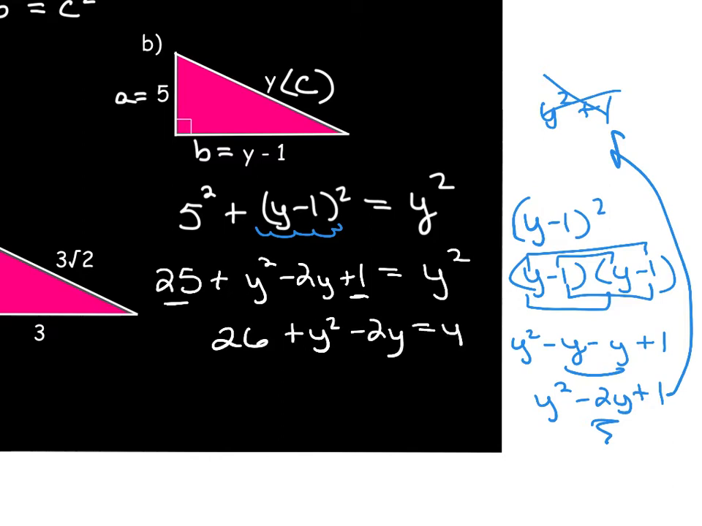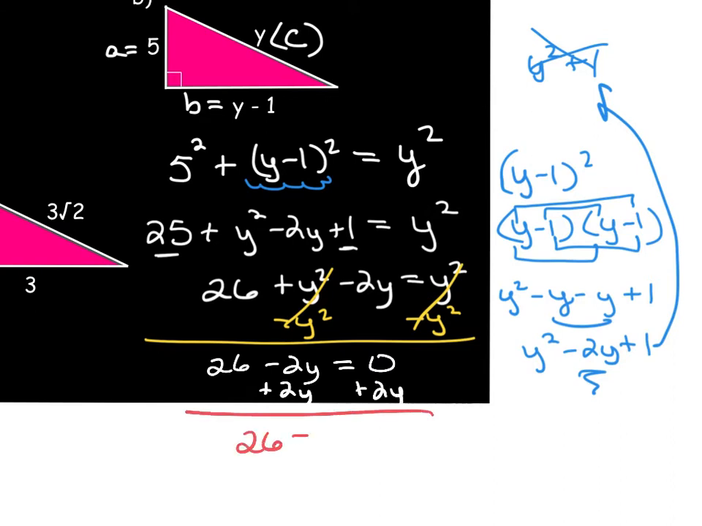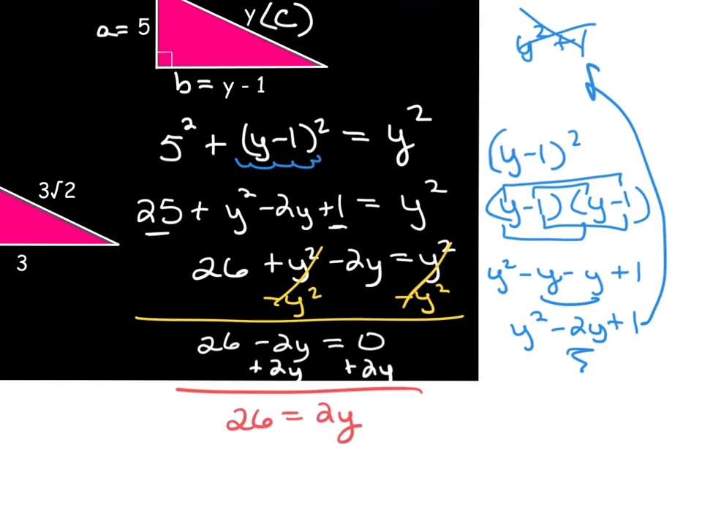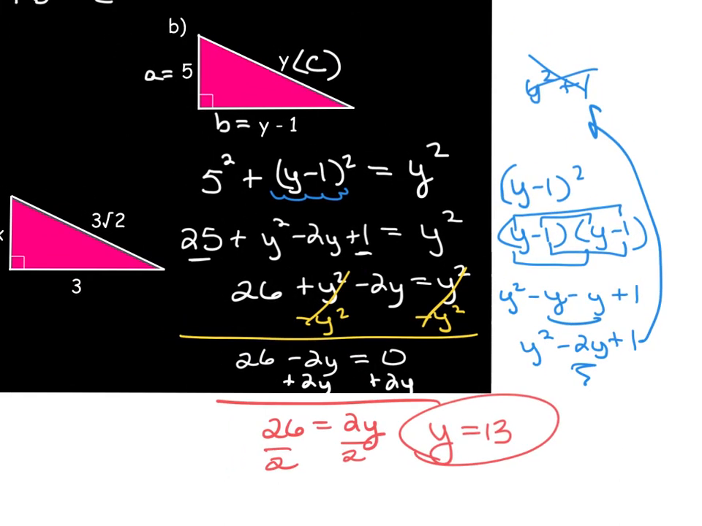I now need to try to get my y squareds together. So I could subtract y squared. But when I subtract it, it cancels on both sides. So now I'm left with 26 minus 2y equals 0. I'm going to add 2y. And now I get 26 equals 2y. Divide by 2. And y equals 13. And that's the answer for part B.